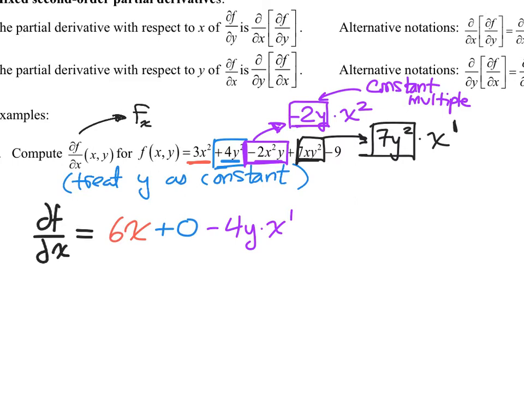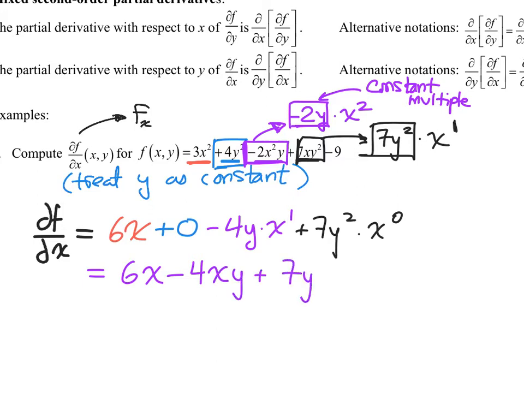No matter how complicated it is, it only consists of coefficients multiplied by y's, which we're treating as constant. So no matter how complicated it is, it's still going to be treated as a constant. All right, so 1 times 7y squared is 7y squared times x to the 0th power, which would go to 1 anyway. And that last little negative 9 there, irrelevant, because the derivative of a standalone constant is going to be 0 anyway. So we're looking at 6x minus 4xy plus 7y squared.